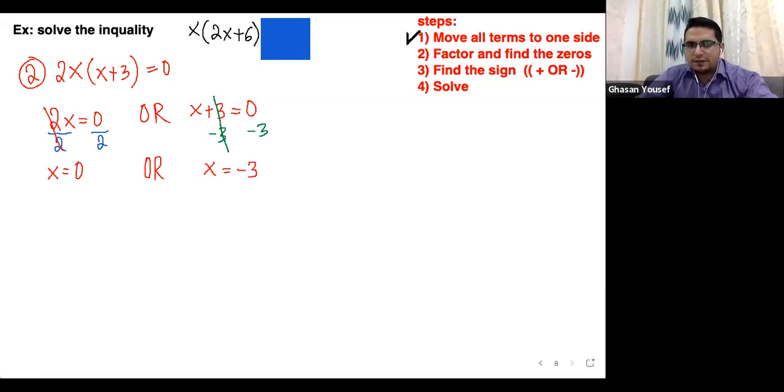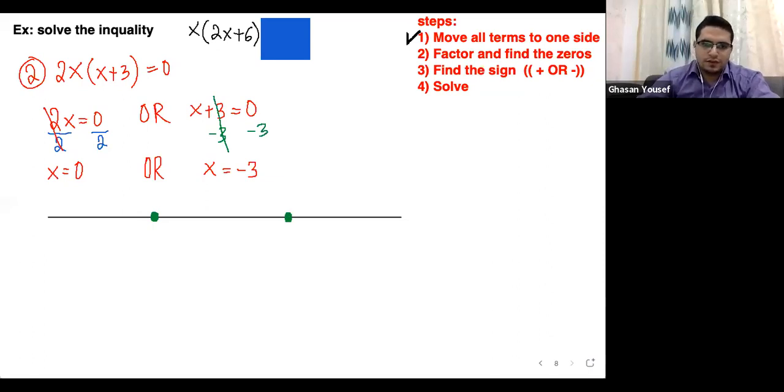Now, third step, find the sign. So I should draw a line like this, and I have to put the zeros on this line and check. The first number here, the first x, is 0, and the other one is minus 3. So this is minus 3 and this is 0.